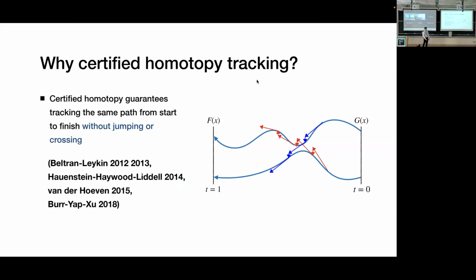So certified homotopy tracking guarantees the path tracking, and then you guarantee that there's no path jumping and crossing. And this is what we want to do, and here are some previous works that I want to cite here. So this is the certified homotopy tracking that I want to talk about.